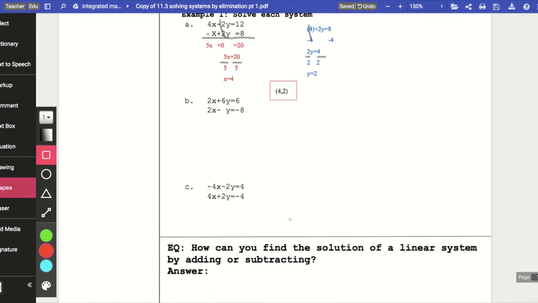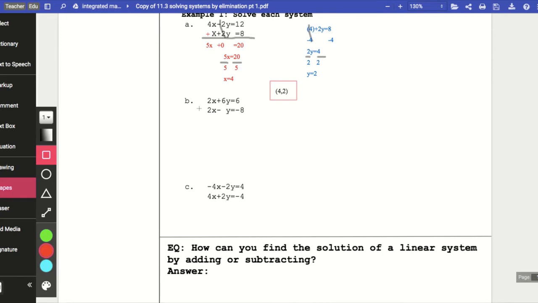All right, now on this one, we're doing the same thing. We got 2x plus 6y equals 6, and 2x minus y equals negative 8. And again, we're looking for variables that have the same coefficient, which in this case is the x. It has a 2 here and a 2 here. But notice that if I added the equations in this case, I would get 4x, and that's not what I want. Remember, I want it to cancel. I want to get 0.